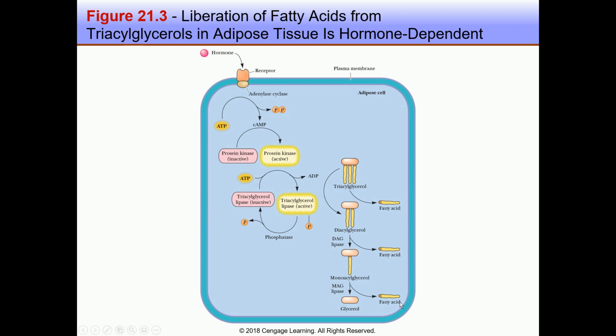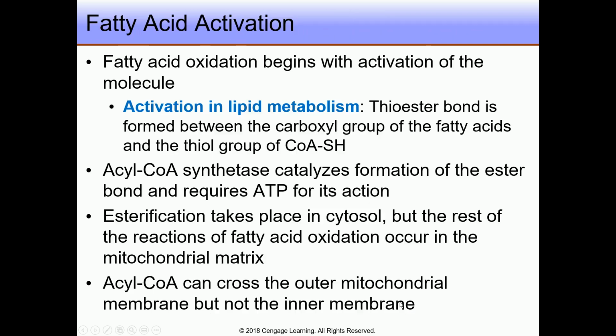So now we are going to talk about how these fatty acids are oxidized, which means how energy is released from them. First of all, fatty acid oxidation begins with the activation of the molecule. The very first thing which happens in fatty acid oxidation is the fatty acid activation. So how is it activated? A thioester bond is formed with the carboxyl group of fatty acids.